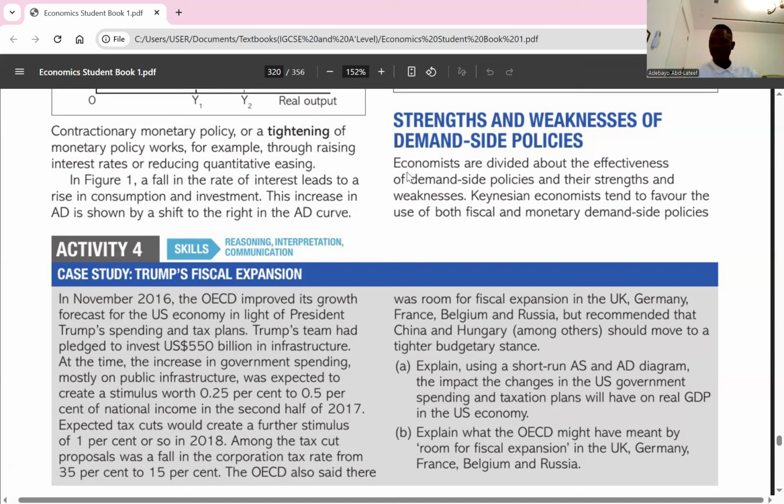So here I wrote, Keynesian economists favor the use of both fiscal and monetary demand-side policies, while classical economists tend to argue that fiscal policies are ineffective, that government should focus mainly on monetary policy. For Keynesian, they believe government should use both fiscal and monetary policy when it comes to demand-side policies. But for the classical, they believe fiscal policies are never going to be effective, that government should mainly focus on monetary policy, which is simply interest rate. Are you with me?